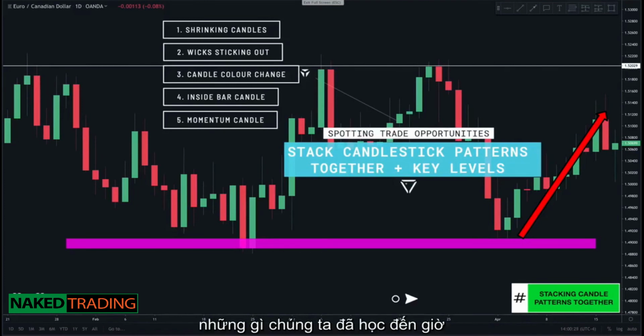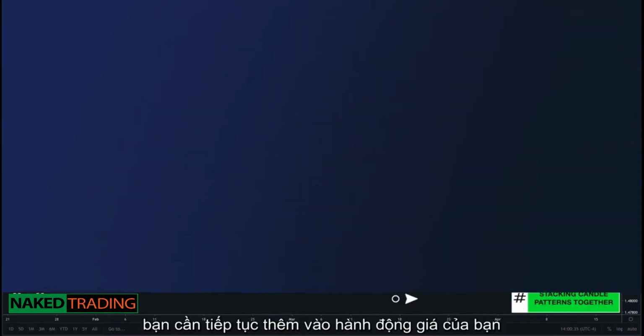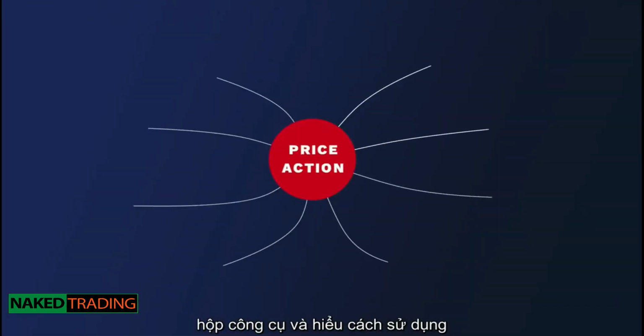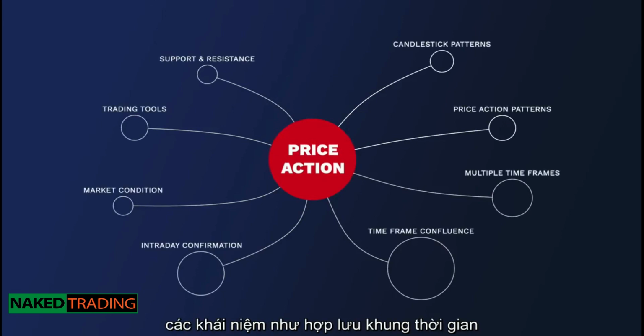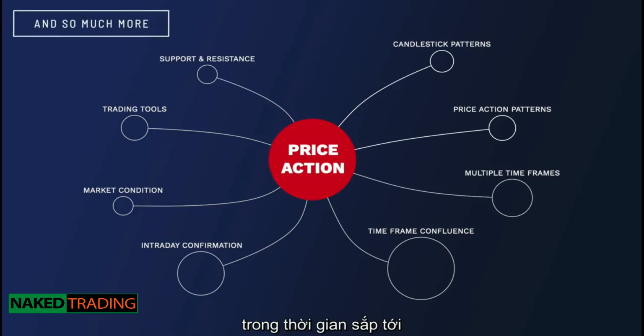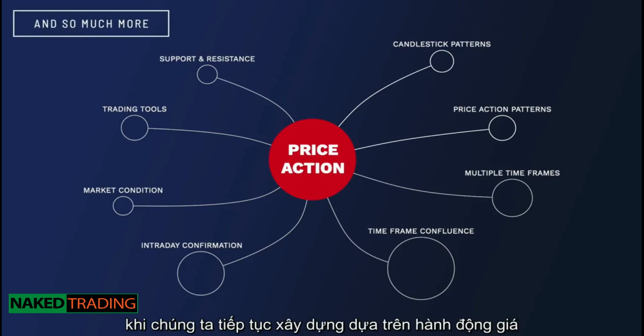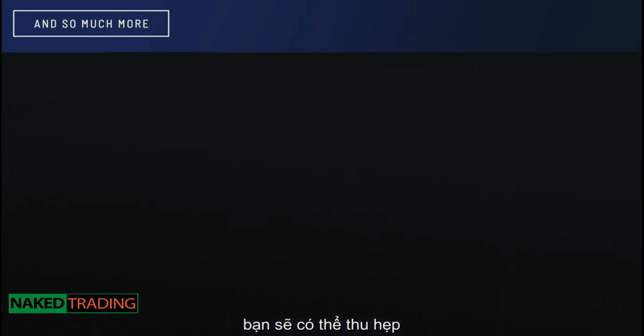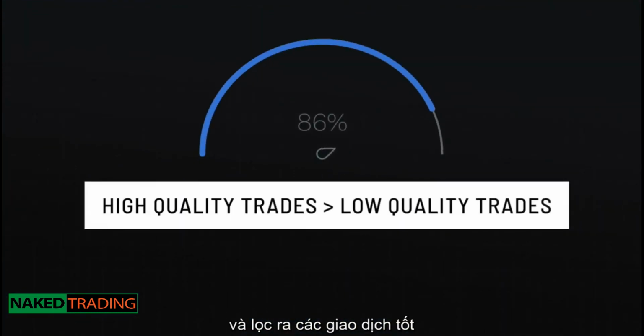trade entries. Now, what we have showed you so far is just scratching the surface. In order to take your trading to the next level, you need to keep adding to your price action toolbox and understand how to use concepts such as time frame confluence, intraday confirmation, market condition, and many other tools we will get into in the future. As we continue to build on price action as a whole, you will be able to narrow down and filter out okay trades versus very high quality trades.